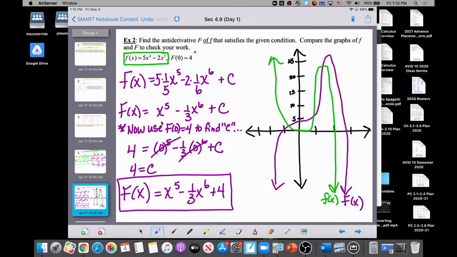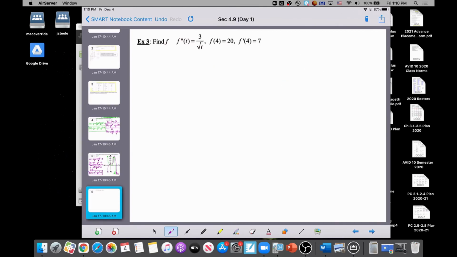Okay, so that's the end of example number 2. Our final example, example number 3, says find f, and they give us an equation for f prime prime.